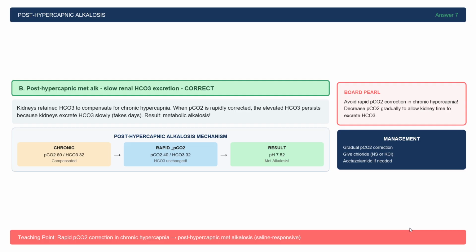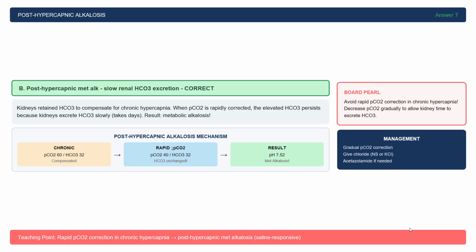So the answer is B. This shows post hypercapnic metabolic alkalosis, which happens because the kidneys remove bicarbonate very slowly. So here's the physiology behind it. In chronic hypercapnia, the kidneys adapt over time by retaining bicarbonate to buffer the elevated carbon dioxide levels. That compensation usually develops over days to weeks.